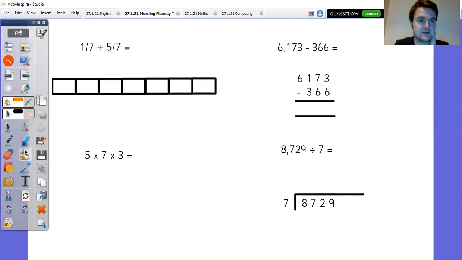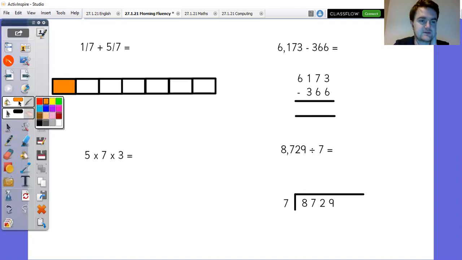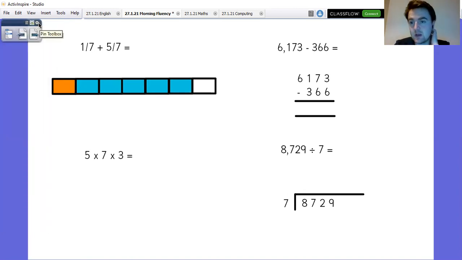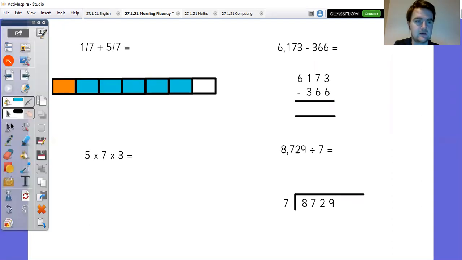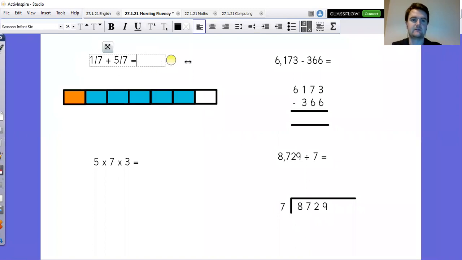Now I'm going to shade in 1/7 in one color, and then I'm going to shade in 5/7. Now, we don't need to worry about the denominator when it's the same. It's just like saying one marble plus 5 marbles. So that's a really good thing with fractions. So we've ended up with a total of 1, 2, 3, 4, 5, 6 out of 7 shaded in, which means that 1/7 plus 5/7 is 6/7.